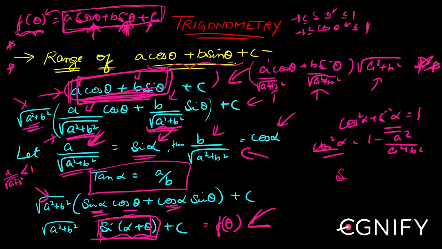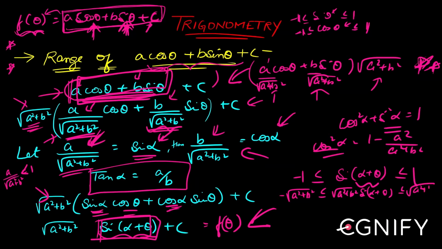So sin of alpha plus theta is the sine of some angle, whatever that angle is. Sine of anything always lies between -1 and 1, right? And now I can multiply with under root a square plus b square, so under root a square plus b square times sin of alpha plus theta lies between minus and plus under root a square plus b square. I just multiply with under root a square plus b square on all sides, right? And I can add c on all sides. So as you can see, this is your f of theta: it lies between c minus under root a square plus b square and c plus under root a square plus b square. This is the final inequality that you need to keep in mind.